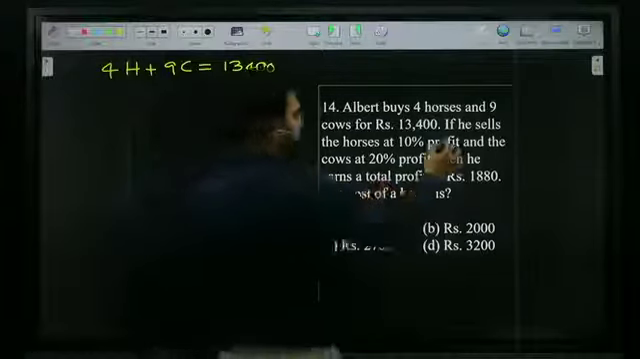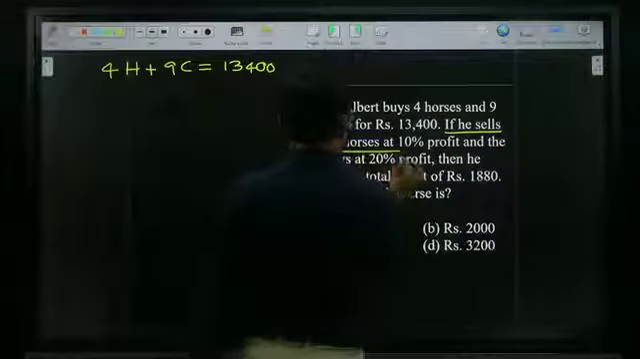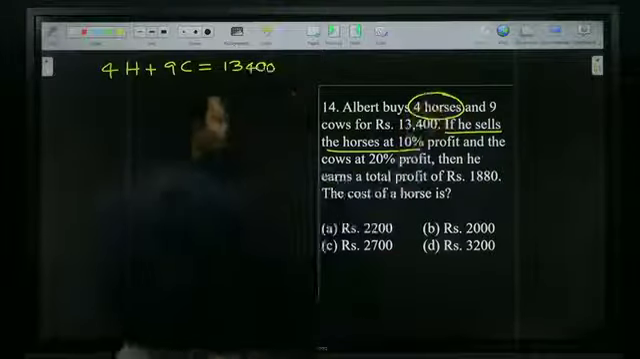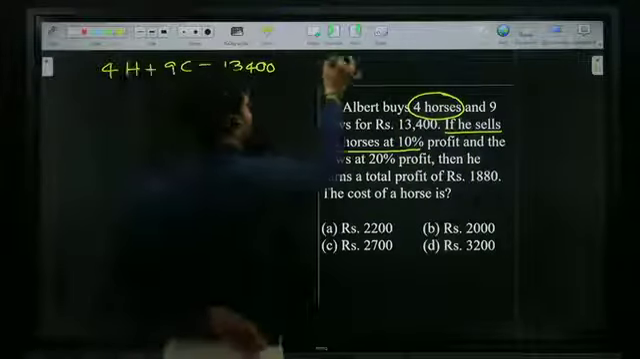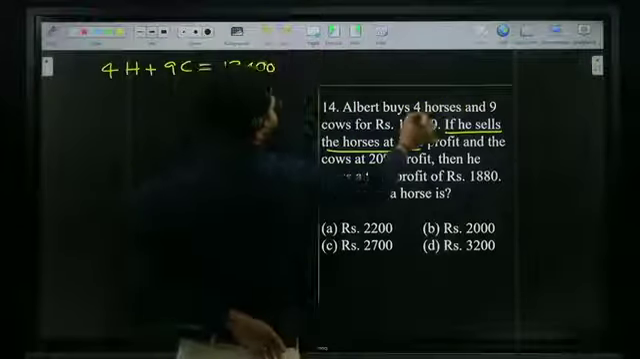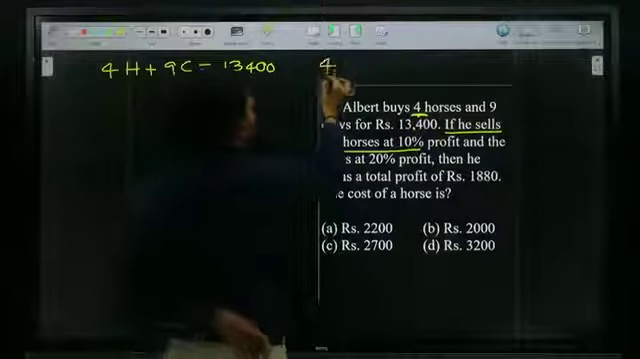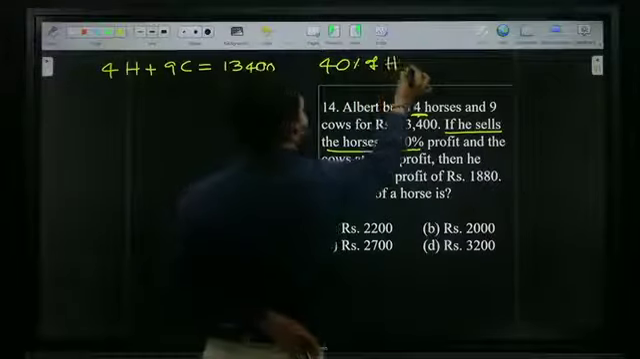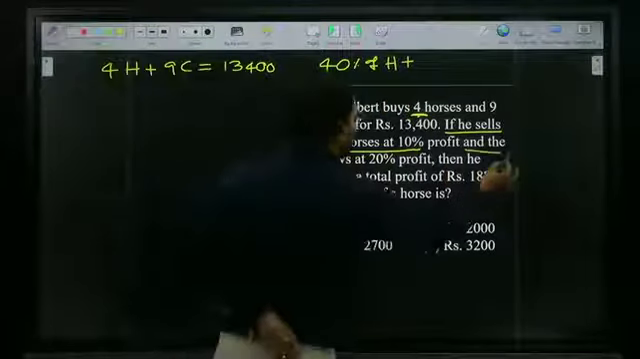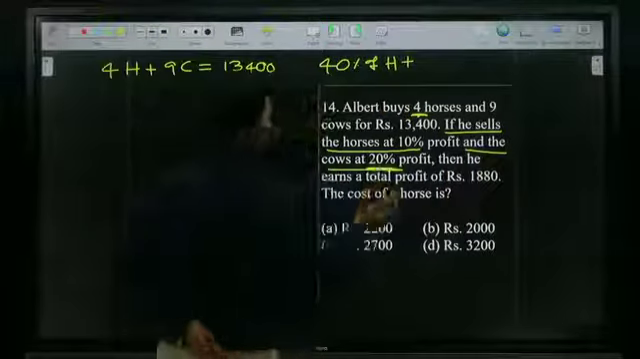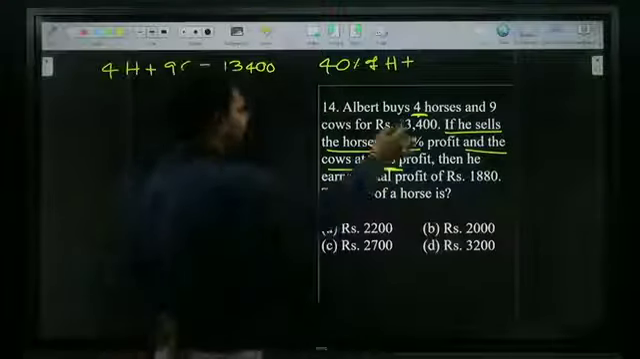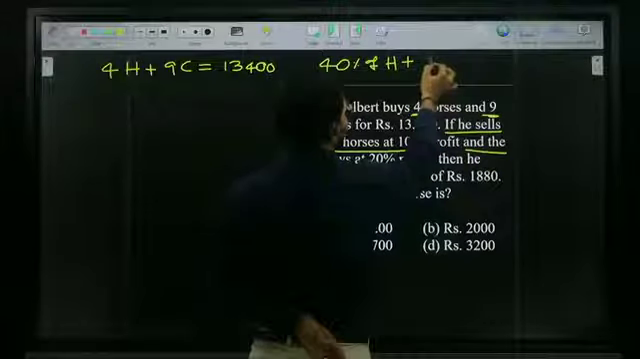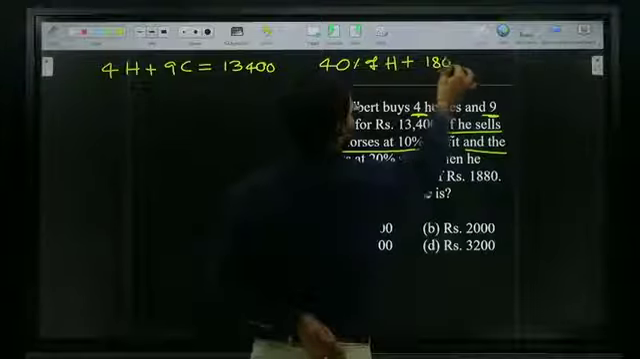This is the first statement. If he sells the horse at 10% profit, total how many horses, Amma? 1 horse at 10% profit, na. 4 horses is nothing but 40% profit, na. So 40% of horse plus, and the cow at 20% profit. 1 cow at 20% profit, na. Like that, how many cows, Amma? 9 cows, na. 1 cow at 20% profit. 9 cows is nothing but 9 into 20, 180%.